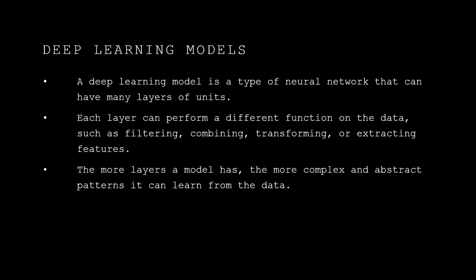Now, just to clarify what a deep learning model is. A deep learning model is a type of neural network that can have many layers of units. Each layer can perform a different function on the data, such as filtering, combining, transforming, or extracting features. So here I'm talking very generally. The more layers a model has, the more complex and abstract patterns it can learn from the data.